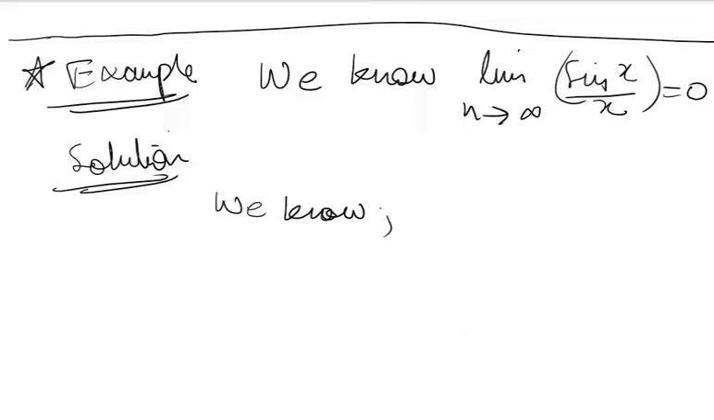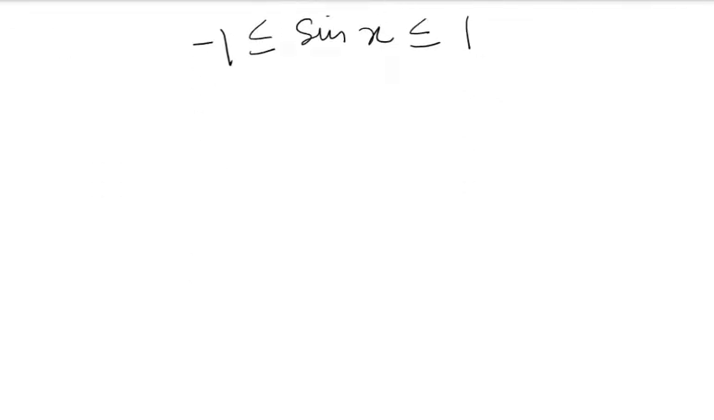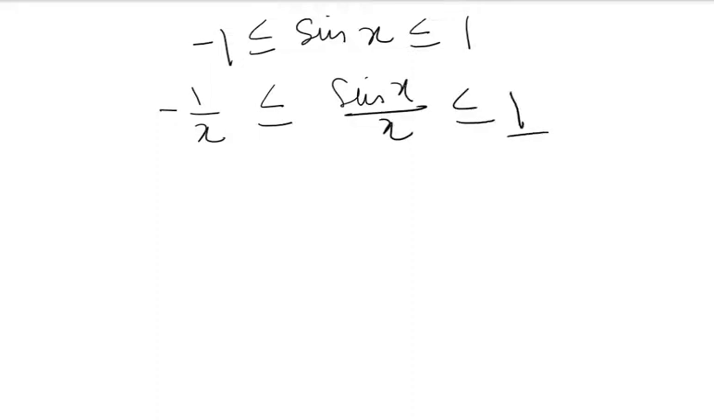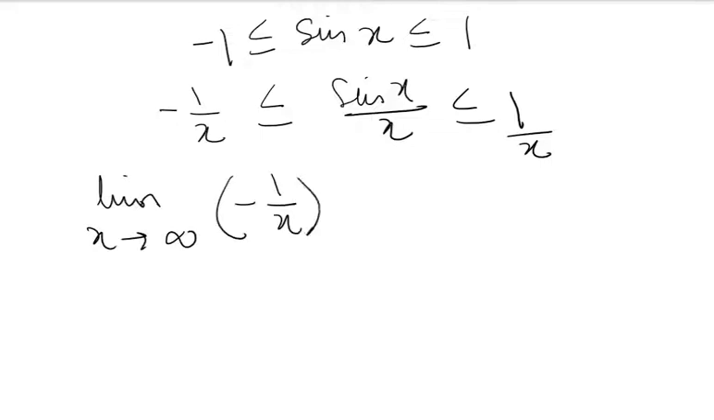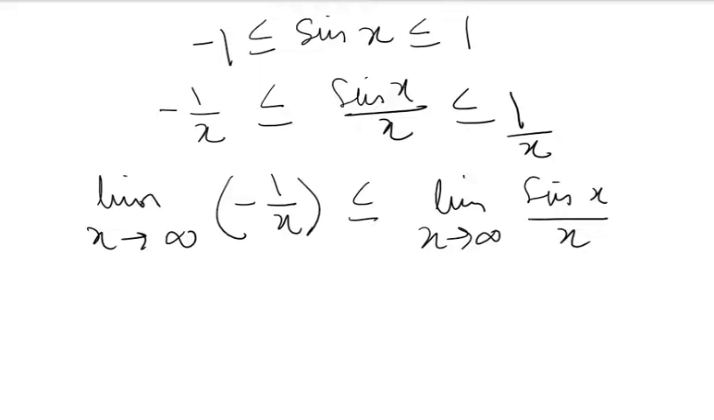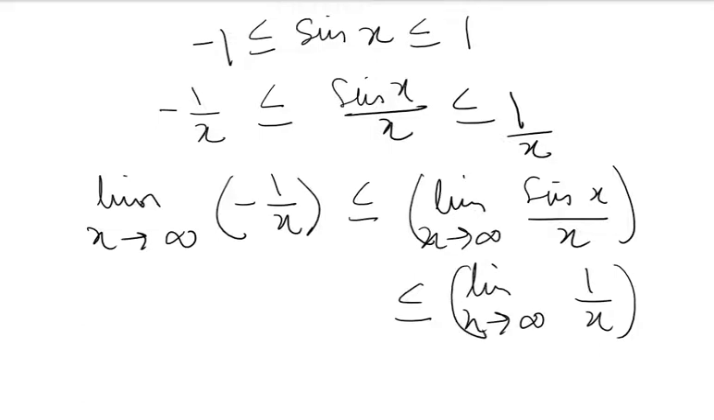Now concentrate. We know that sine x is less than or equal to 1 but greater than or equal to minus 1. You all know the range of sine x. Now if I multiply 1 by x on both sides, I get minus 1 by x less than or equal to sine x divide by x less than or equal to 1 by x. Now if I start taking the limit as x tends to infinity everywhere, the limit of minus 1 by x is less than or equal to the limit as x tends to infinity of sine x by x, and the next part is the limit as x tends to infinity of 1 by x.